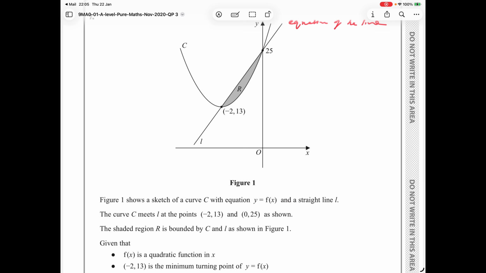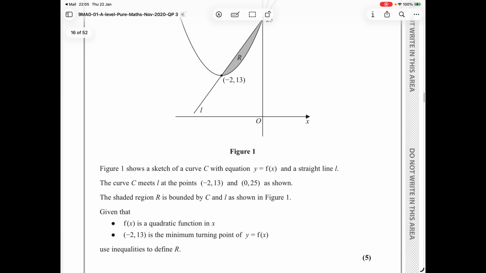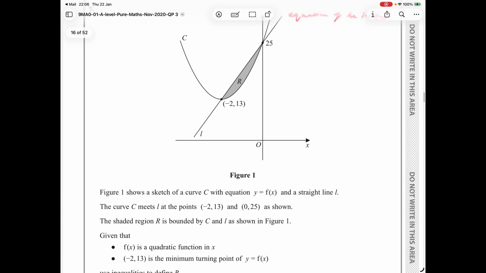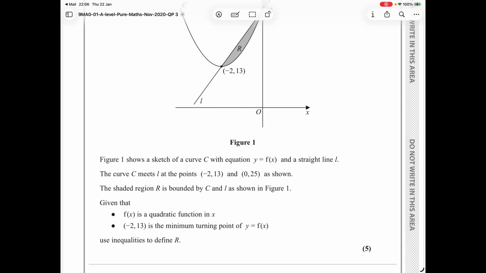Okay, we've got question 7 on this, and essentially we've got a quadratic equation with a lowest point, or the minimum point, of (-2, 13), and a line that goes through it. And immediately I look at this and think I have to integrate, but it turns out they're saying that we know f(x) is a quadratic function, and we know 2 points on it. We know that the other line, L, is a straight line, and we know 2 points on it, and we need to use inequalities to define R.